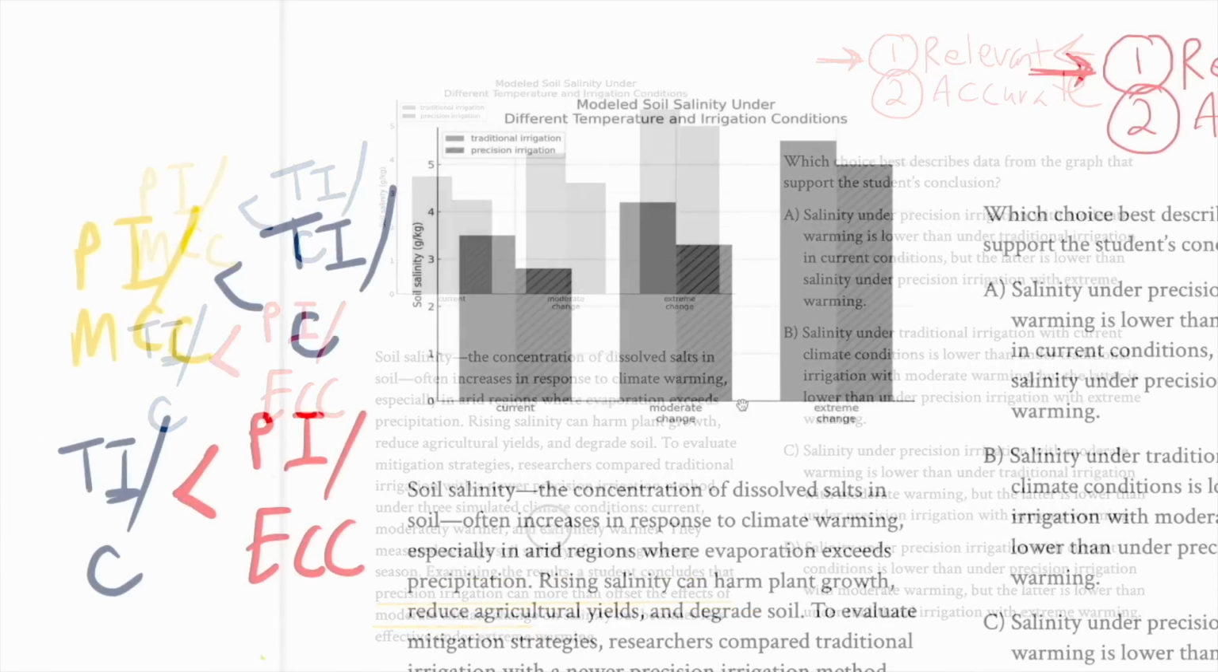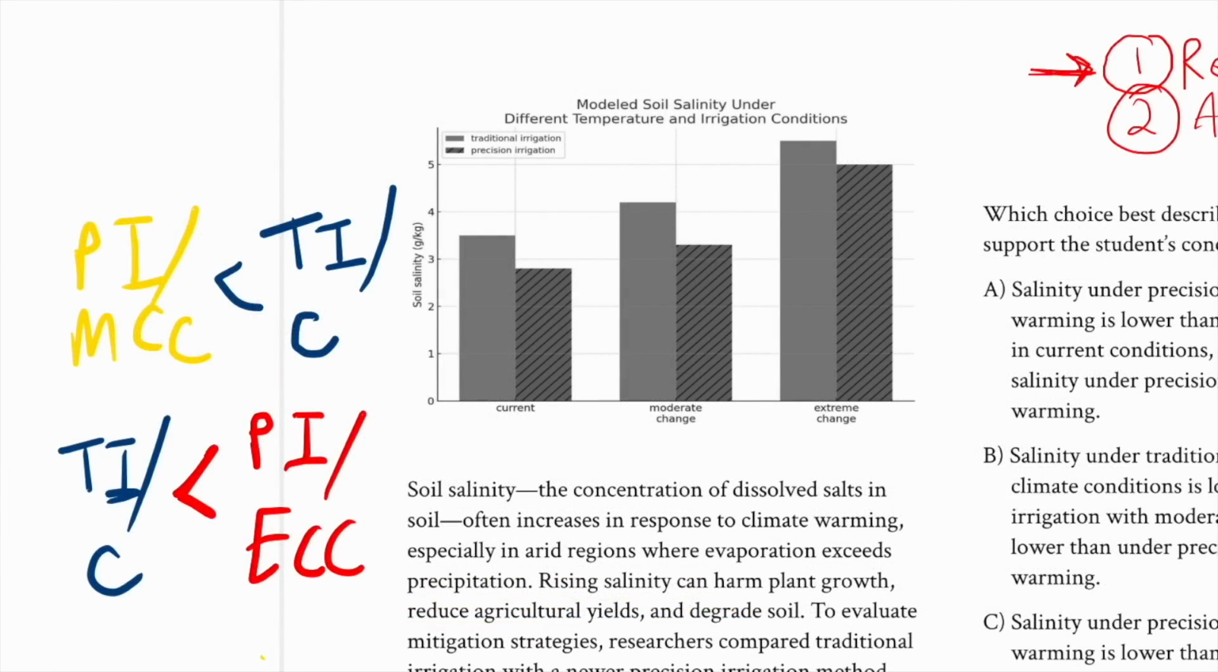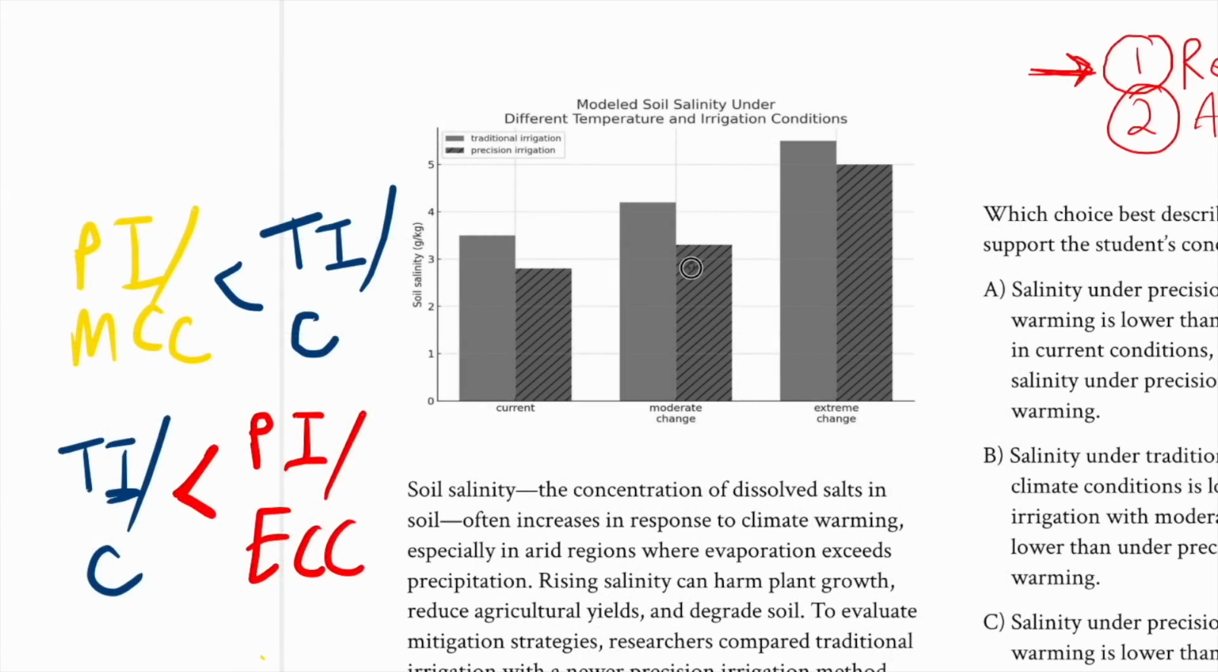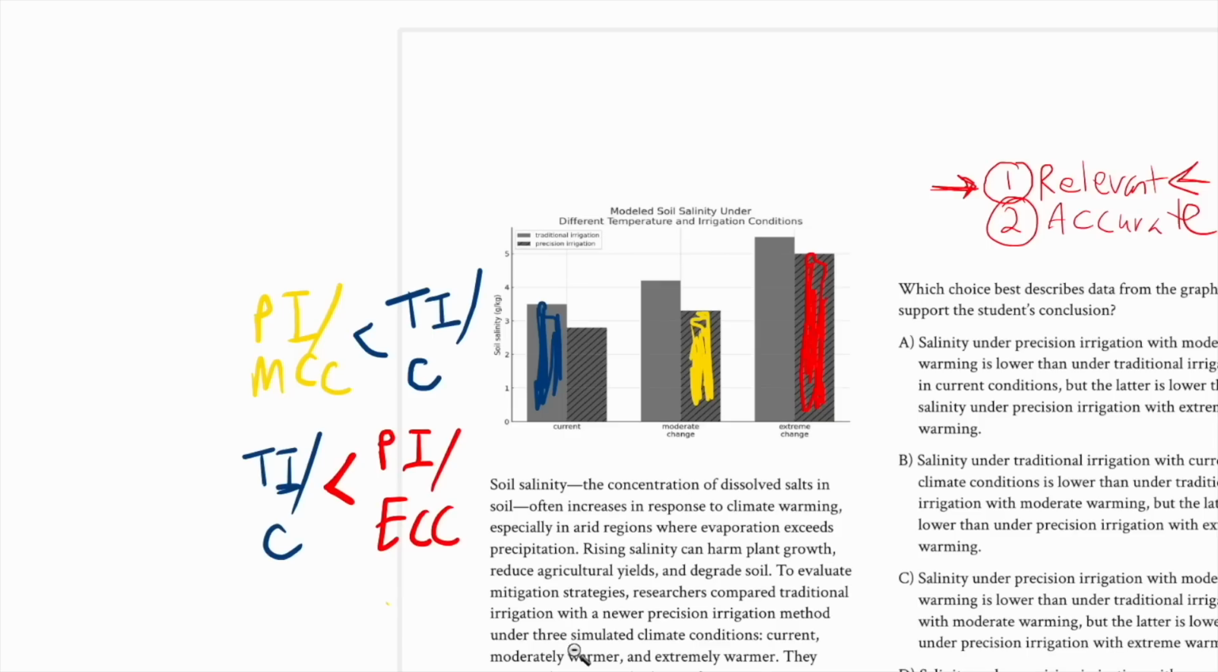And so out of the 6 bars here, only 3 of them are relevant. Precision irrigation, we got to really zoom in there. Precision irrigation under moderate change. We're comparing that to traditional irrigation under the current climate conditions, but we also need to take into account precision irrigation under extreme change. Okay, so we're not comparing this to that. We're not comparing this to that. We're comparing these 3 things, and so our answer choice needs to reflect that.